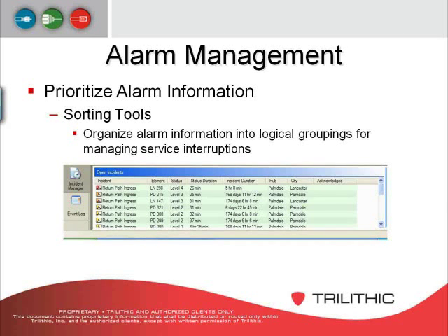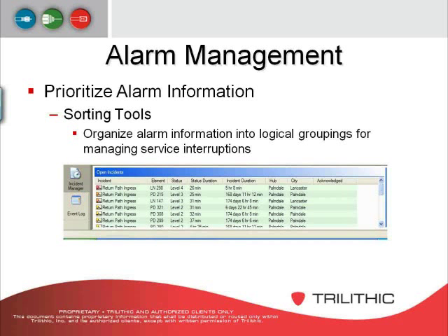So, managing the alarms: prioritize the alarm information. Your sorting tools organize alarm information into logical groupings for managing service interruptions. In this particular display, it shows the return path ingress, and then the node that it was going to, or where the problem was coming from, and what level the alarm was received at. Like the top one was a level 4, which is pretty severe.